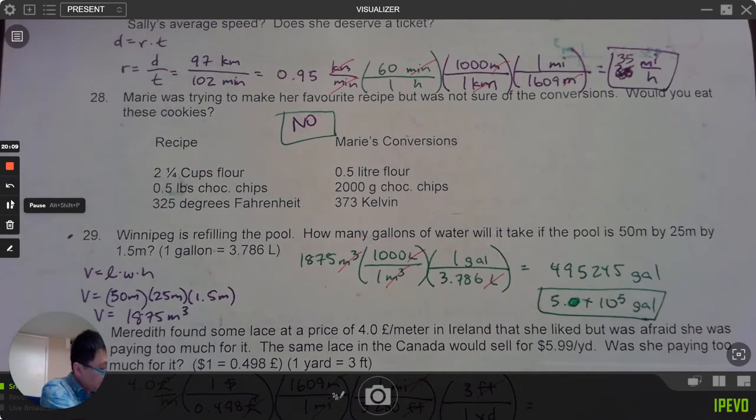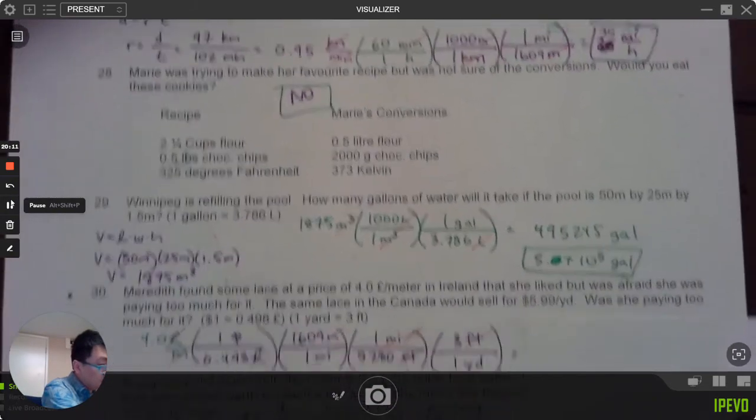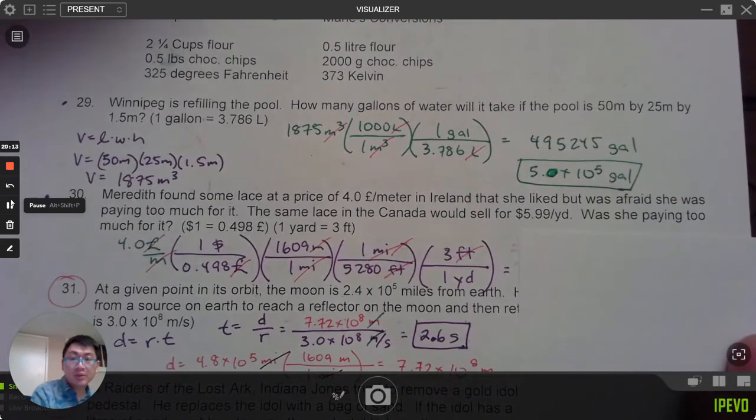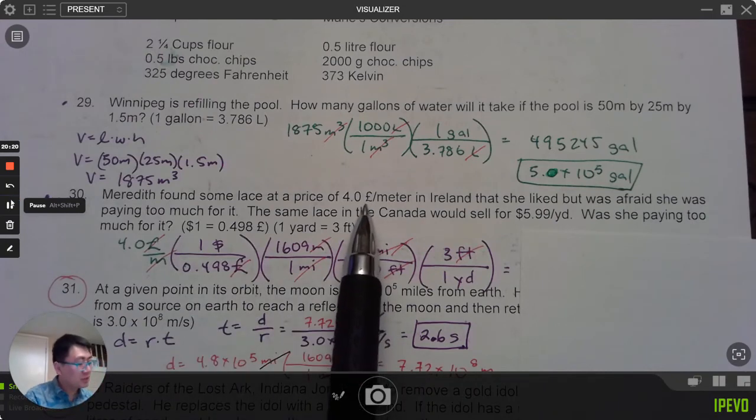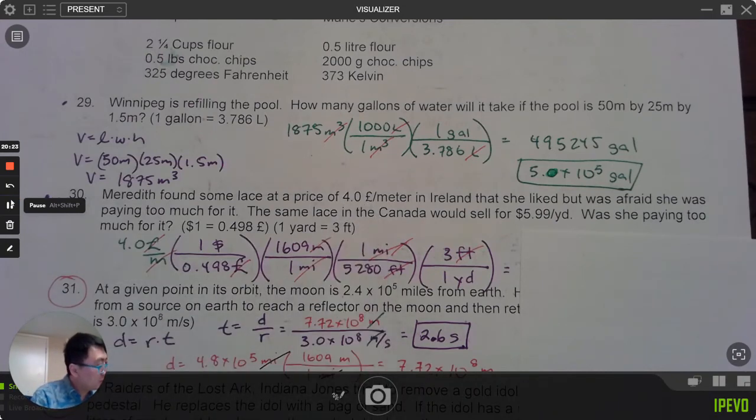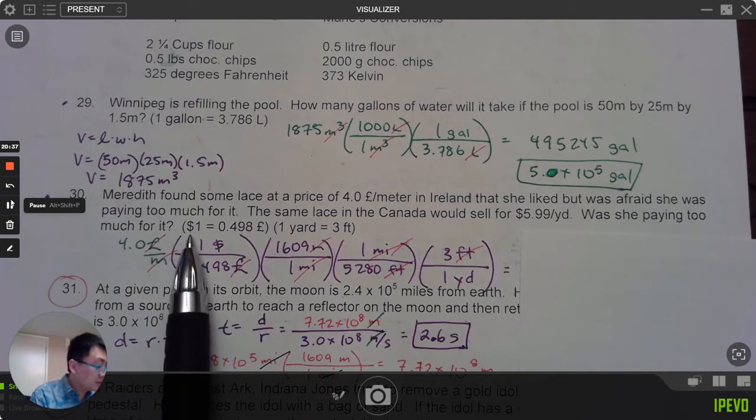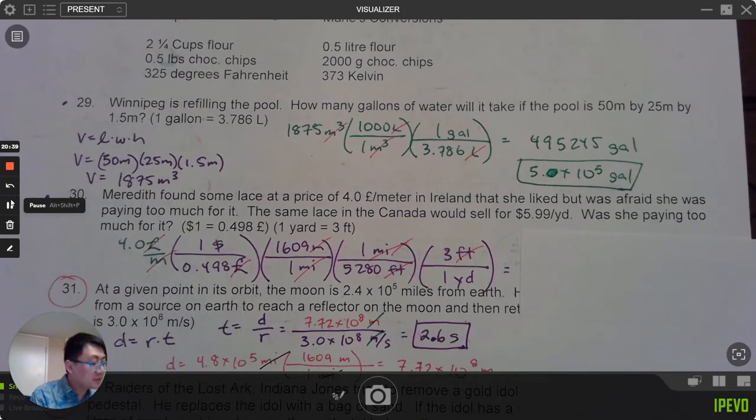Okay, question number 30. Meredith found some lace that was 4 pounds, British pounds, per meter in Ireland that she'd like to buy, but was afraid she was paying too much for it. The same lace in Canada is $5.99 a yard, in Canadian dollars. Was she paying too much for it? And at that time, $1 was 0.498 pounds, and 1 yard is 3 feet.